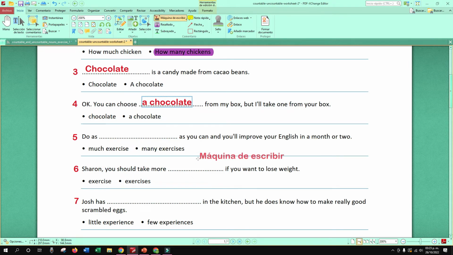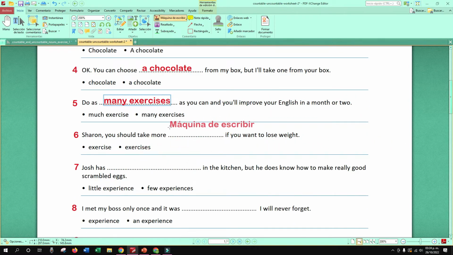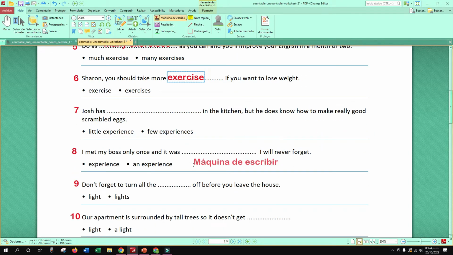What about 5? Do as you can and you'll improve your English in a month or 2. Much exercise or many exercises? Many exercises. Excellent. Porque muchos ejercicios para mejorar tu inglés, ¿verdad? Perfecto. What about 6? Sharon, you should take more exercise or exercises. If you want only one, exercise, right? So exercise in general, ejercicio, ¿verdad? Excellent.